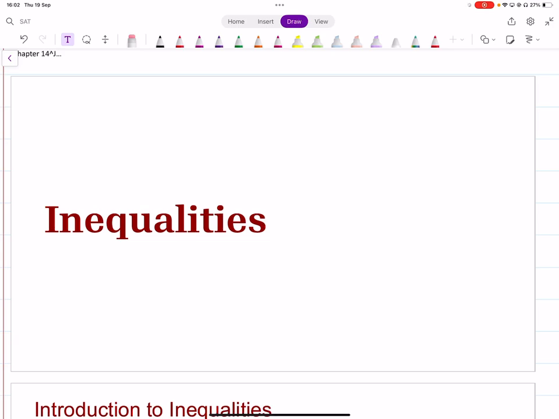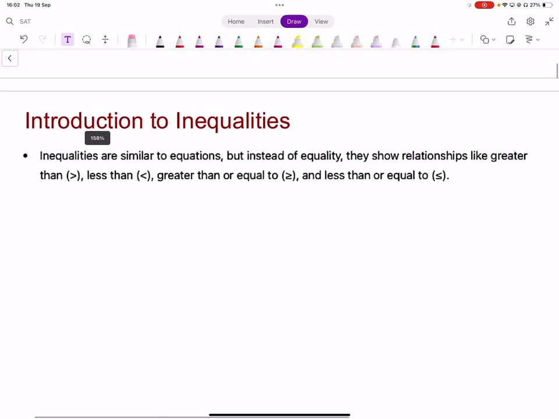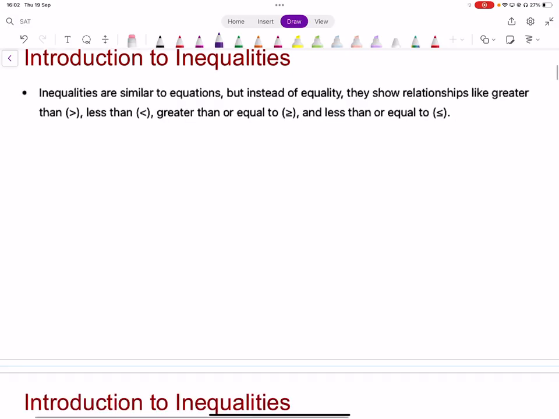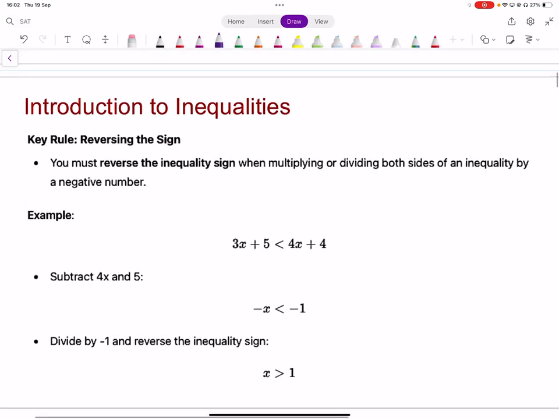The next topic that we have here is inequalities. You're often tested on inequalities on the SAT as well. They are dealt with similarly to how we deal with equations. जिस तरह equation solve करते हैं उसी तरह आप inequality solve करते हैं. The only difference is that you need to remember to reverse the sign. Reverse the inequality sign whenever you multiply or divide by a negative number.